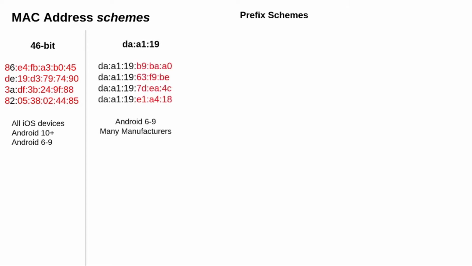So here is DA-A119. This is one example of what we call a prefix scheme, where you fix a prefix, which is some number of bits or bytes, and then you randomize the rest. We call this one DA-A119 because those are the bytes that are fixed, the first 3. This is a Google CID. The remaining 3 are random in this scheme, and this is Android 6 through 9, so pretty much gone on Android 10. You upgrade a device to 10, and this will stop, usually. Many manufacturers use this, not just Google phones.